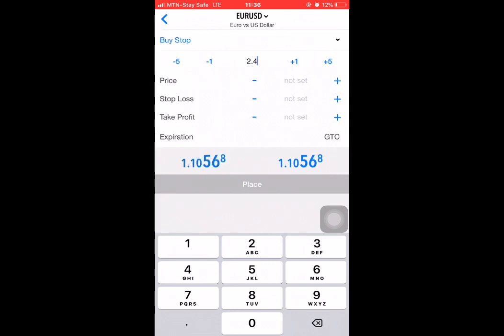Then we're now going to enter the price. The price we are going to enter is 1.1333. If you now want to set your stop loss and your take profit, you click on them and add the stop loss and take profit. But in this video you're not going to add it, so let's just place the buy stop order. You now click on place.